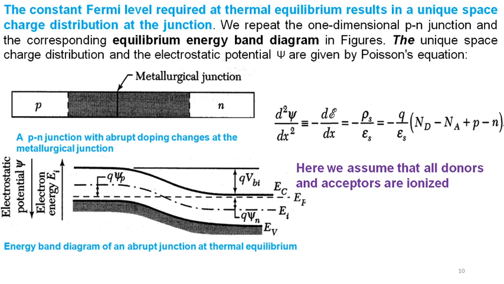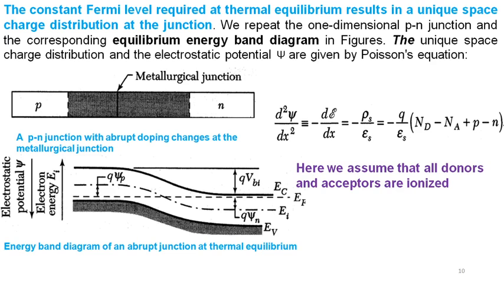Then here, a constant Fermi level, required for thermal equilibrium, results in a charge distribution at the metallurgical junction where Nd and Na are the concentrations in the depletion region, or space charge region. Now we have to calculate the unique space charge distribution and the electrostatic potential, psi. Using the Poisson equation, d2 psi by dx square is proportional to Nd minus Na plus p minus n, which gives the doping profile of electrons and holes. Here the figure below shows q psi p and q psi n.